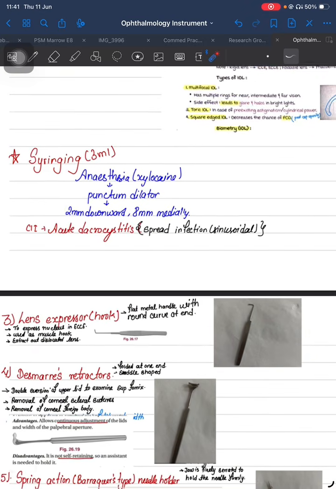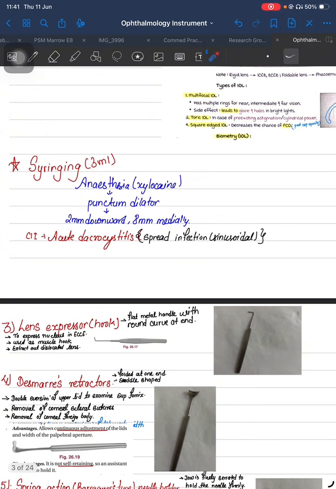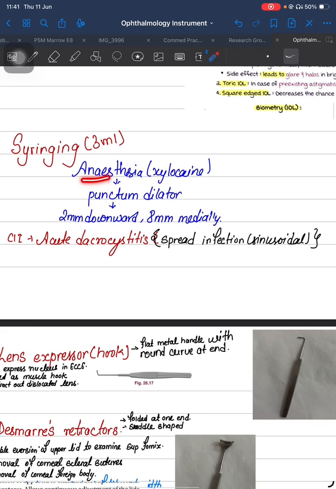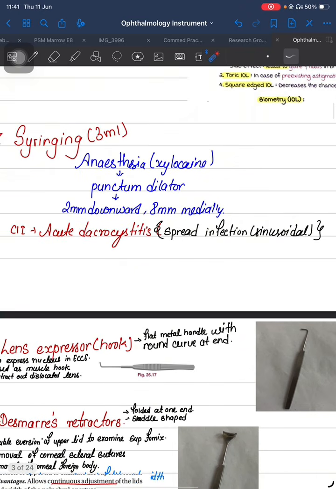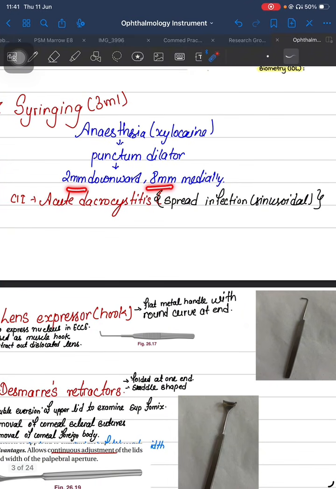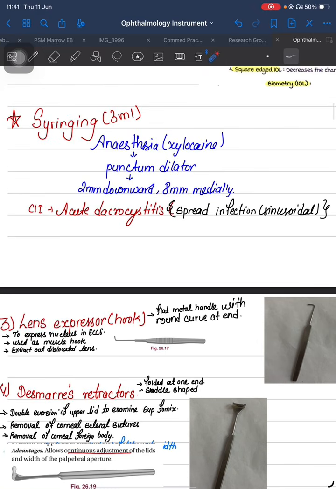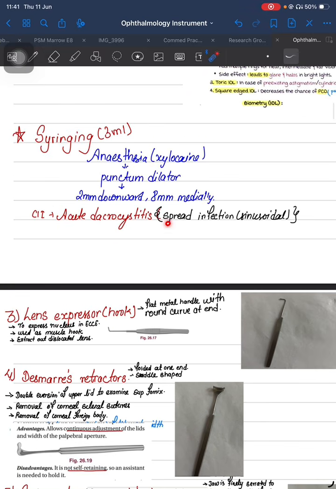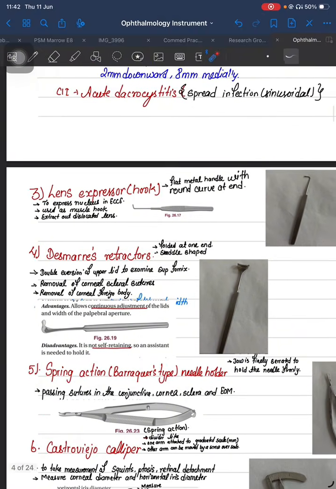Then, let's discuss a little bit about the syringing procedure. In the syringing procedure, we use about 3 ml of the irrigating fluid. At first, anesthesia is used, mainly 2% xylocaine, and then the punctum is dilated with the punctum dilator. And then the fluid syringing needle is inserted 2 mm downward and 8 mm medially. Then the fluid is injected. The contraindication of syringing is, as we already know, acute dacryocystitis because it may cause the spread of infection into the adjacent sinuses.